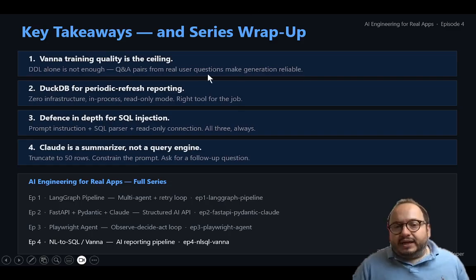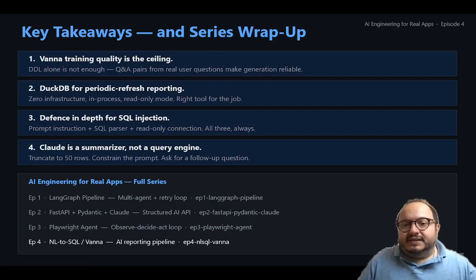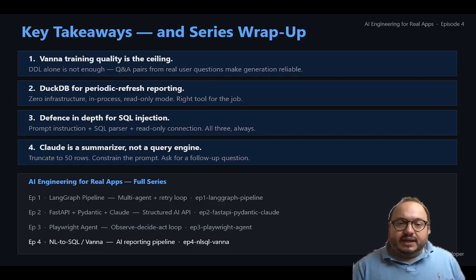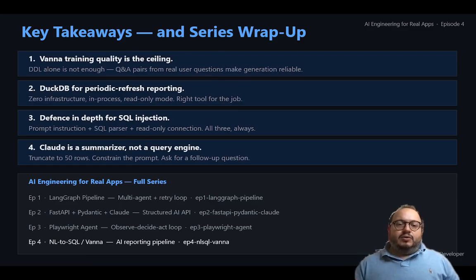1. Vanna training quality is the ceiling. The SQL generation is only as good as your training examples. Start with real questions from real users. Add training pairs from failed queries. The schema DDL alone is not enough.